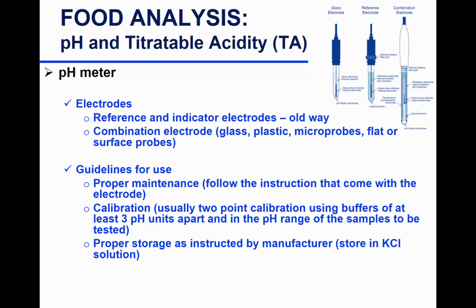We always calibrate, and we use buffers 3 pH units apart, so we can use pH 4, 7, and 10, and you can do a 2-point calibration or a 3-point calibration. We always tend to calibrate, so all the pH meters will be calibrated for you for next week. And then proper storage: we store in KCl solution. Never leave your electrodes to dry.